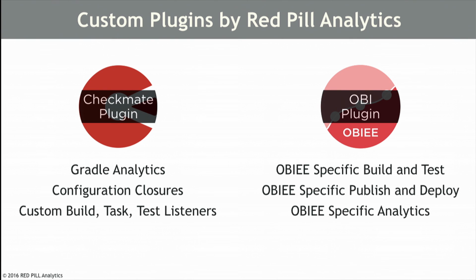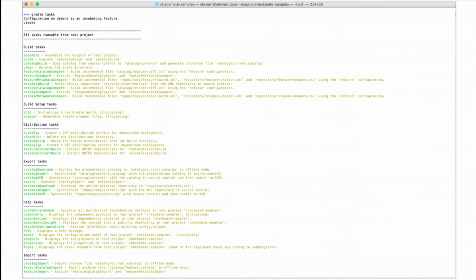Oracle Business Intelligence, sorry, got to get used to my audience. OBI functionality. And also we have some specific analytics that we stream particular to that product. Okay, information about what's going on in those, what content has changed, which reports, which columns, etc. And then when you enable the OBI plugin, which enables the Checkmate plugin, we get a whole bunch of tasks specific to doing your work in Oracle Business Intelligence.